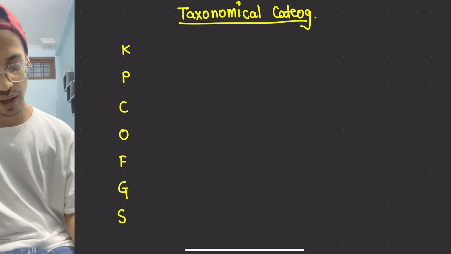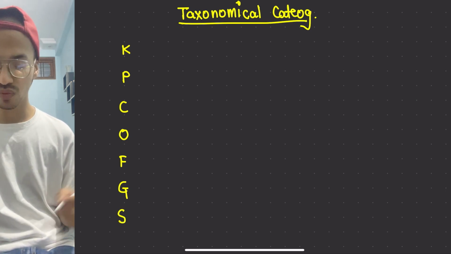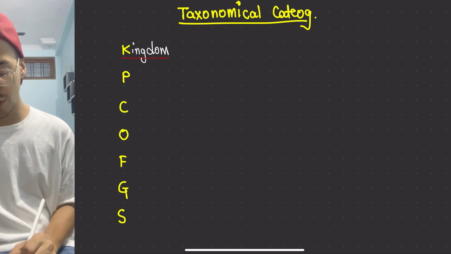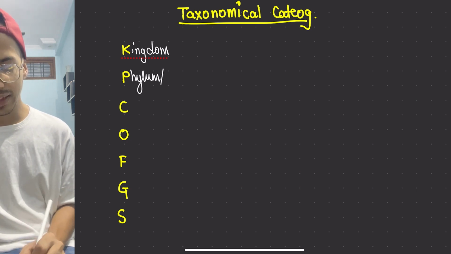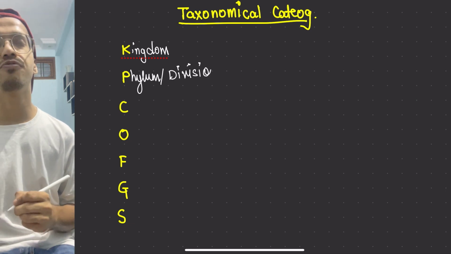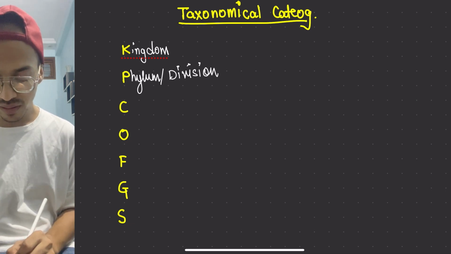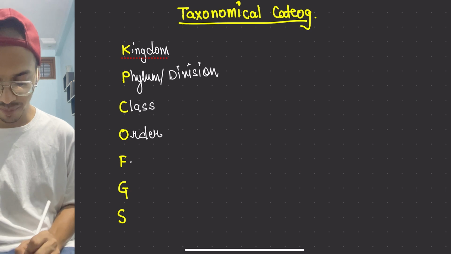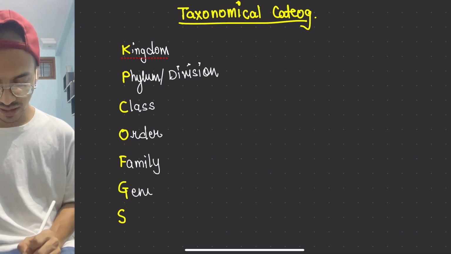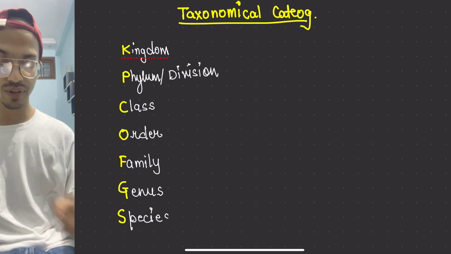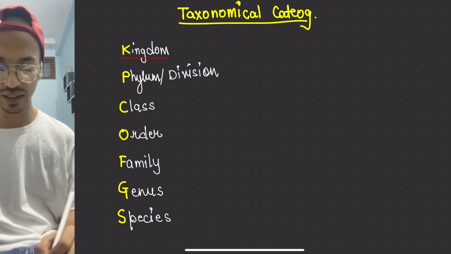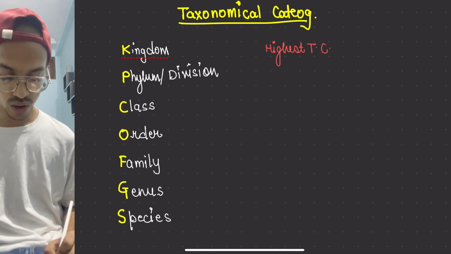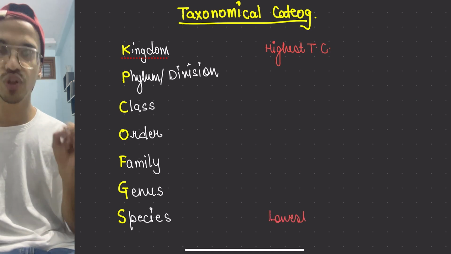So let's just try to write it completely. The highest category is K for kingdom. Then comes the phylum or division. We call it phylum for the animal kingdom; for plants and fungi, it is divisions. Then C for class, O for order, F for family, G for genus, S for species. So if someone asks you what the highest category is, this is the highest taxonomical category, whereas this is the lowest taxonomical category, the species level.